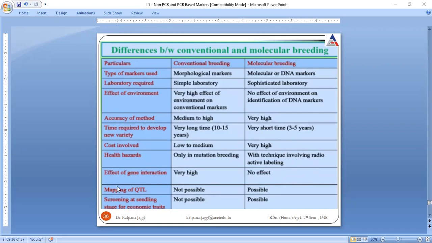Fine. So here the effect of gene interaction is very high. Here the gene to gene effect is no longer possible. No effect is taking place. Here we can, this is quantitative trait loci. Here mapping is not possible because you are no more familiar with the genomic organization. Then how will you go for the mapping?